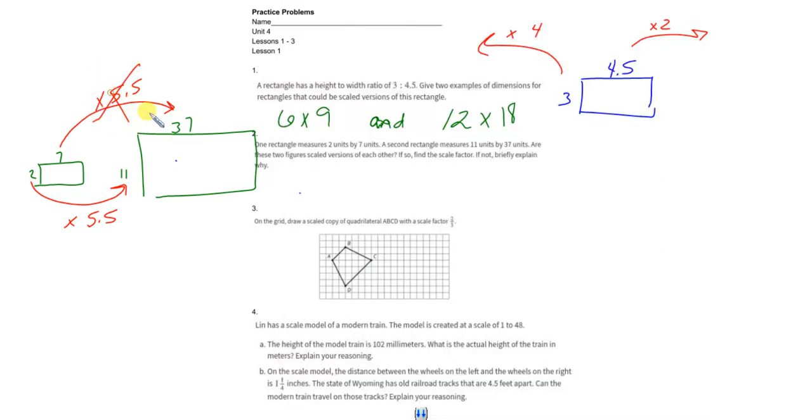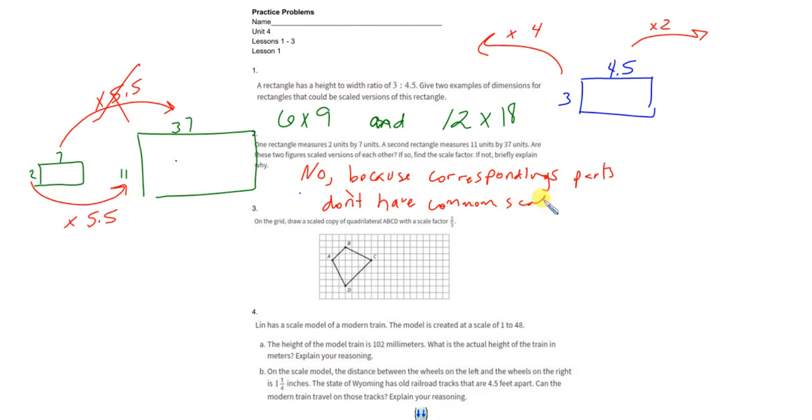So we're going to say, briefly explain why. Okay, so no, because corresponding parts don't have a common scale factor. And that's it. Common scale factor. And my spelling is accurate, just the pen's not working for me there. But that's number 1 and number 2.